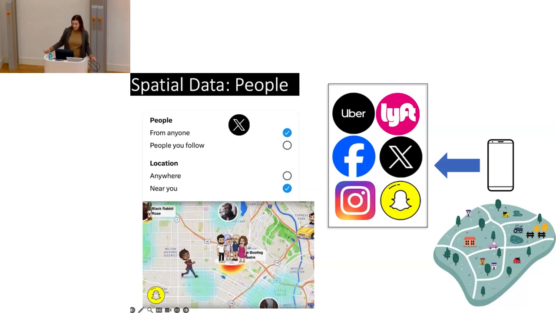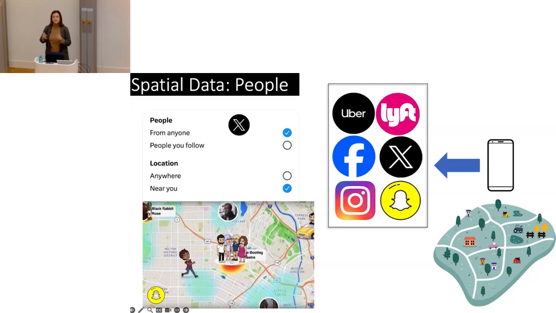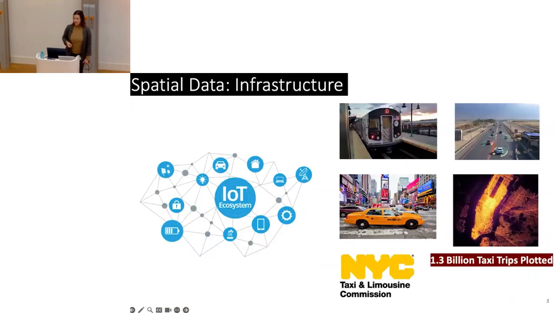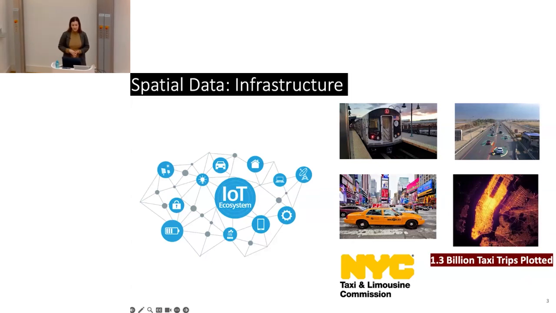If you post on social media, your post often includes a geotag and that can be linked to your location. So almost everything that you do with your mobile device leaves a digital trace that is linked to a location on Earth. Now, it's not, of course, just our mobile devices that generate spatial data.